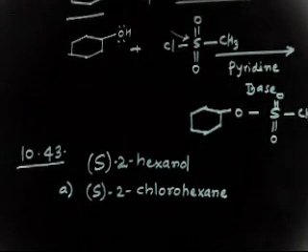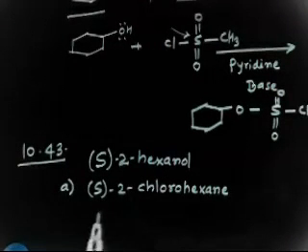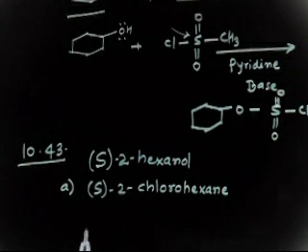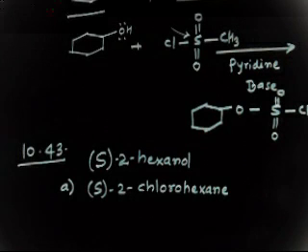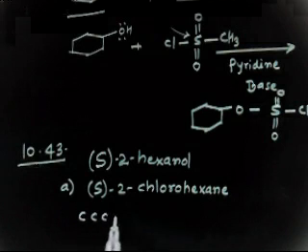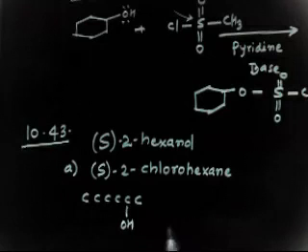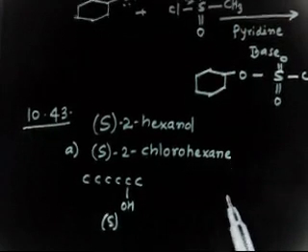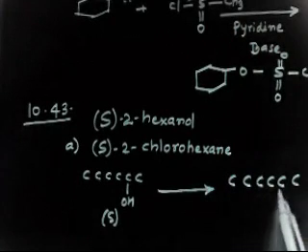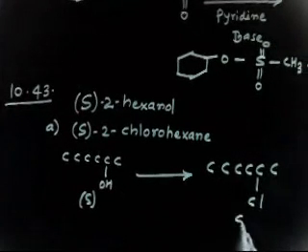So this means, let me write here. Hexanol has 6 carbons, and in S-2-hexanol, at position number 2 you have OH group. So you have CH3, 1, 2, 3, 4, 5, 6. At position number 2 you have OH group. Are you getting or not? And this is S configuration, and you have to prepare 1, 2, 3, 4, 5, 6. At position number 2 you have to attach a Cl group, and once again this also remains S.